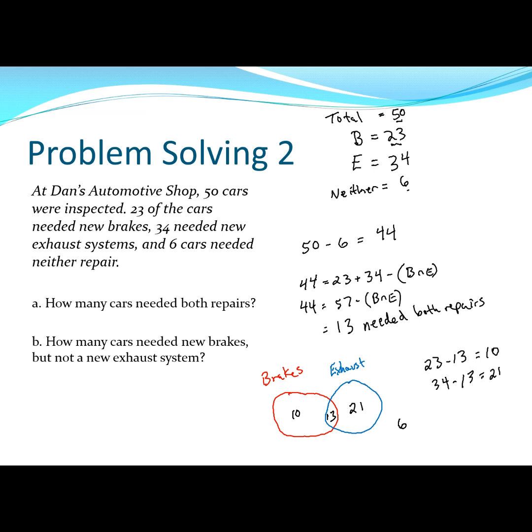And to prove this out, we take 10 plus 13 plus 21 plus 6. That should equal 50. So let's see, 10, 20, 40. Yep, and it equals 50 precisely. All right, so this is what our Venn diagram would look like for this problem. All right, let's go to the next one.